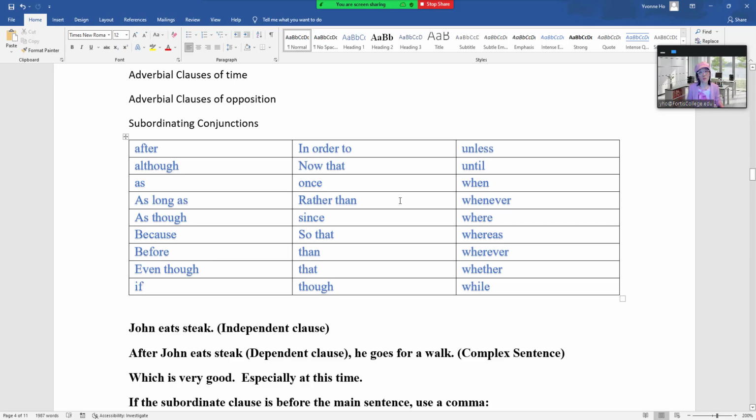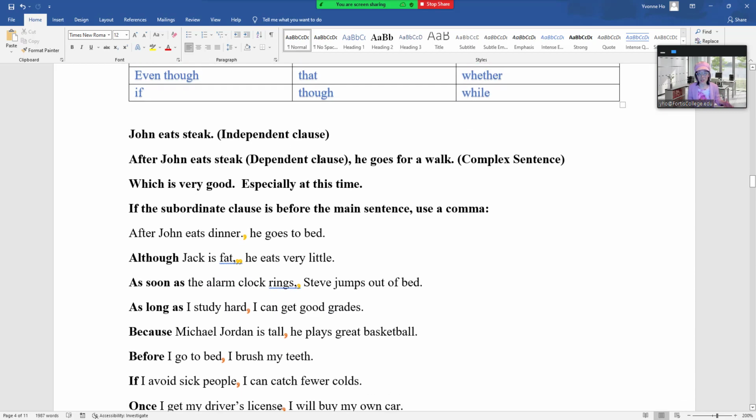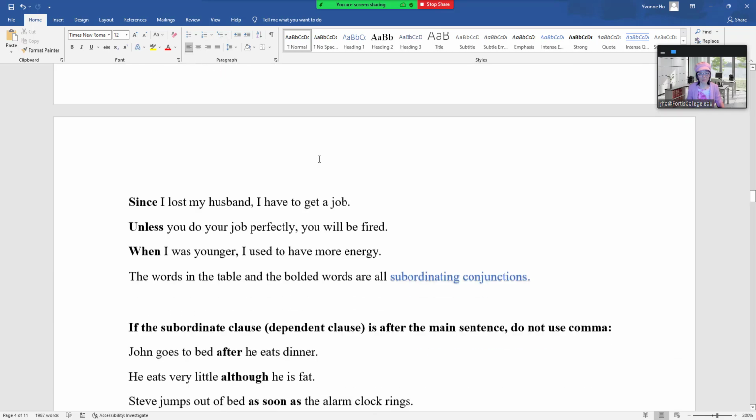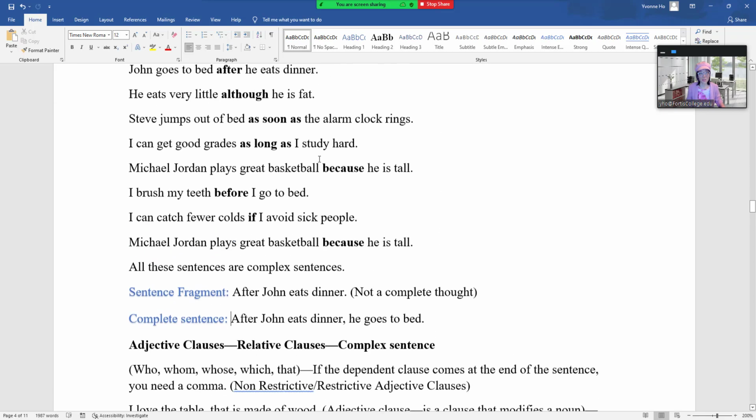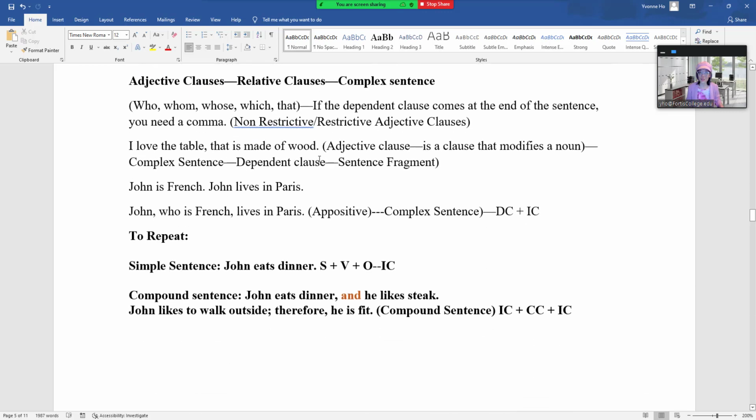Regular subordinating conjunctions: when the dependent clause is at the beginning of the sentence, you put a comma. And when the dependent clause is at the end of the sentence, you don't need a comma. Now you've got the exceptions. I know, don't you hate the exceptions to the rule? The exceptions to the rule are when you have who, whom, whose, which, that.